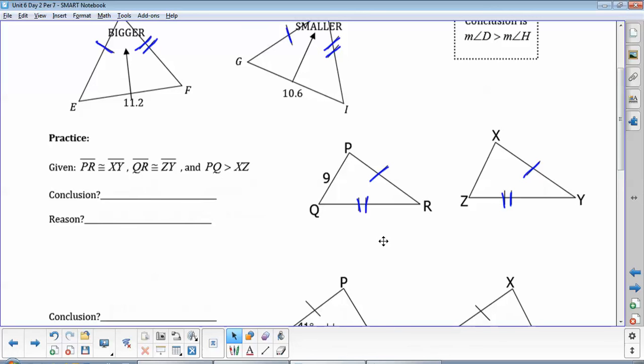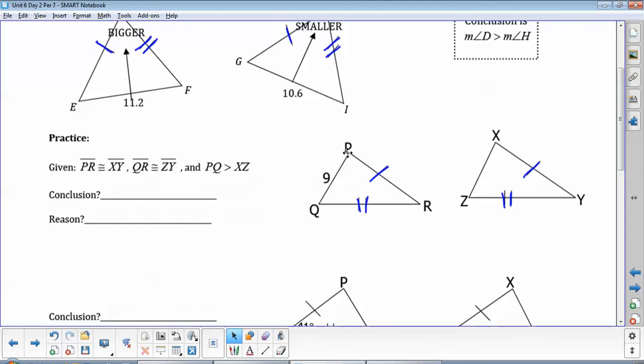And I know that the distance between P and Q is greater than the distance between X and Z. Now PQ is labeled 9 here. XZ doesn't have a label, but it doesn't really matter because I just know that it's going to be smaller than 9. So since these third sides are not congruent, that means these angles cannot be congruent.